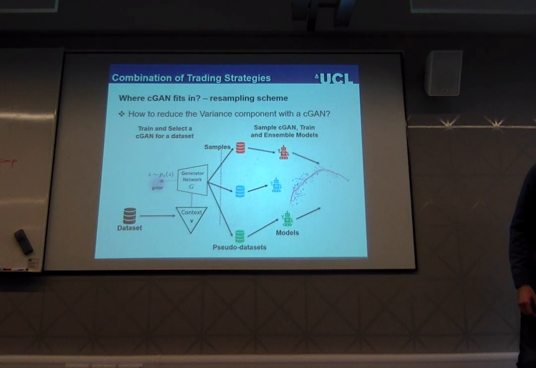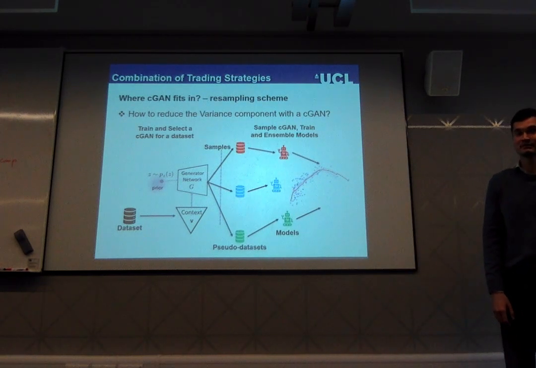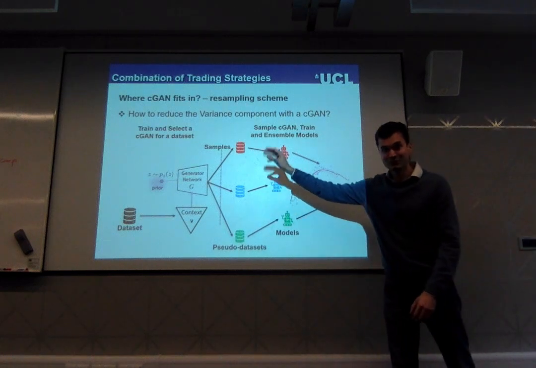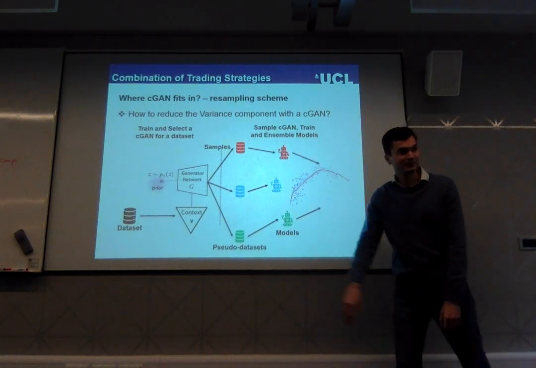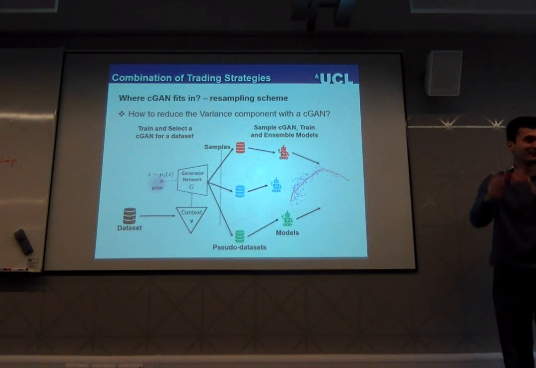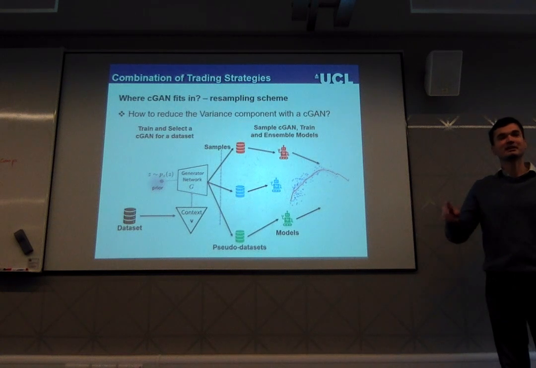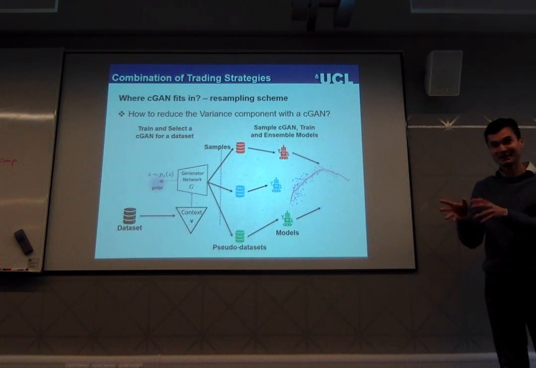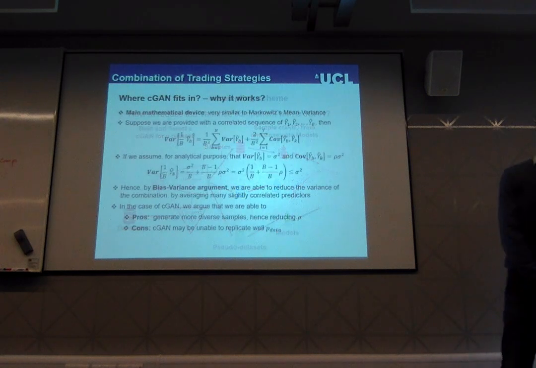And how to reduce the variance? You just select a conditional GAN, generate samples from the conditional GAN, train your weak models, and average them. Simple as that. So you have something like bagging, but instead of bagging, you are doing GANing. I'm trying to come up with a name for it.